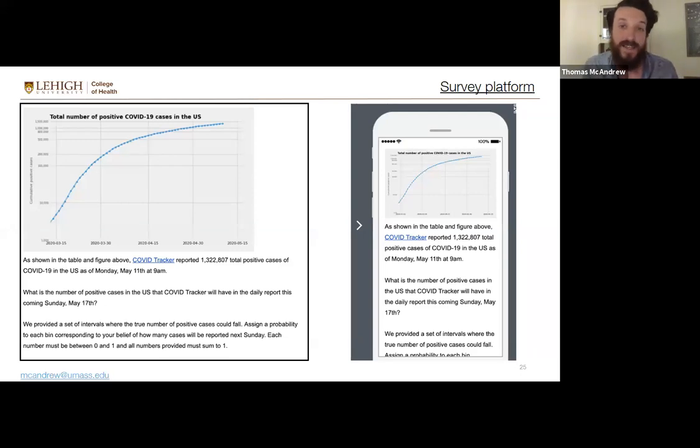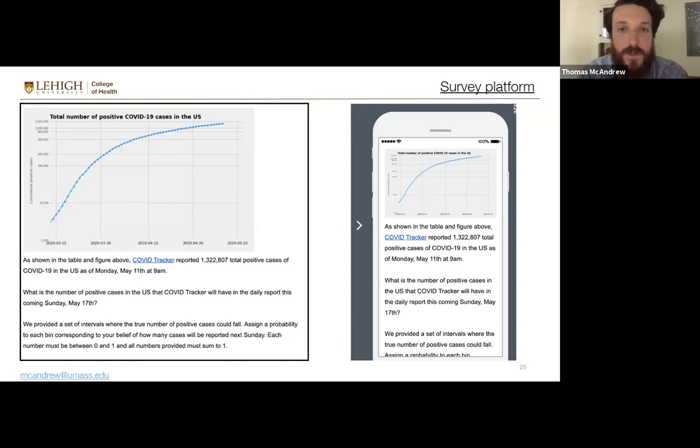Now, if you click that link and you take the survey, you might see something like this. On the left is your computer screen, and on the right is cell phones. So we supported both mobile and desktop versions. And I just want to show here the anatomy of a question. So let's look at the left here. The first thing we do is provide you some background information about the question we're going to ask. So in this case, it's about the total number of positive COVID cases in the US.